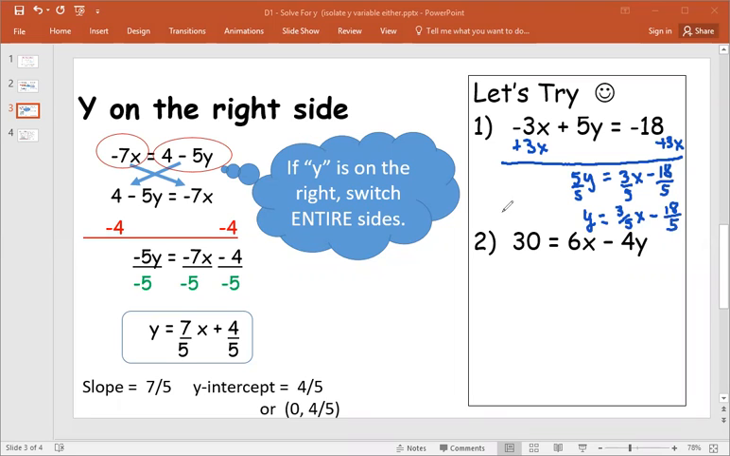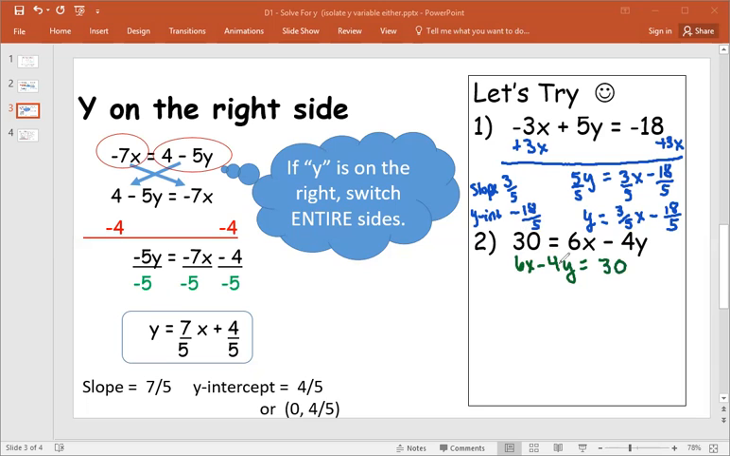Okay, we want to leave everything in a fraction. All right, so for this problem, the slope is then 3/5, and the y-intercept is a negative 18/5 here. Okay, so let's do the second one. Now our y is on the right, so that means I want to switch sides. So this entire 6x minus 4y is coming to the left, and the 30 is going to the right.